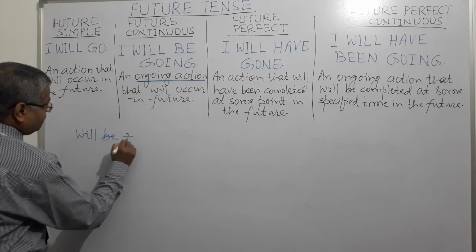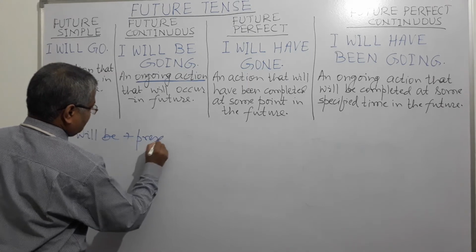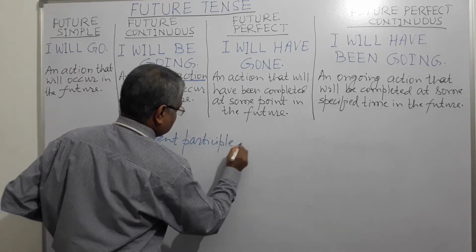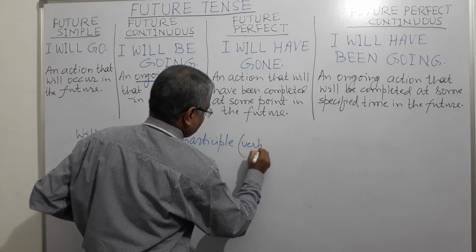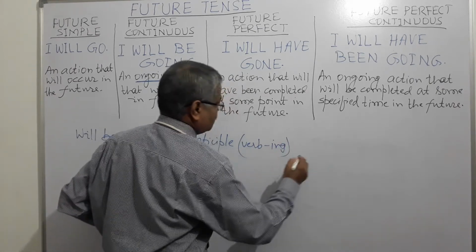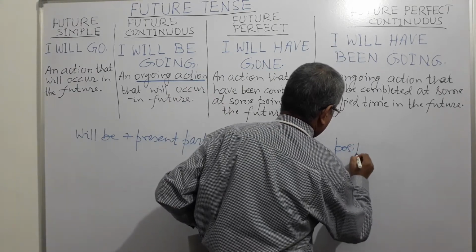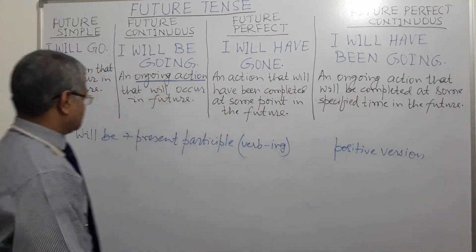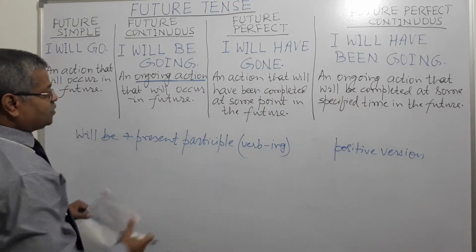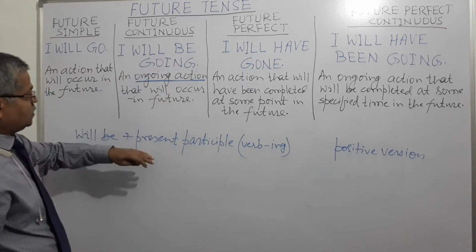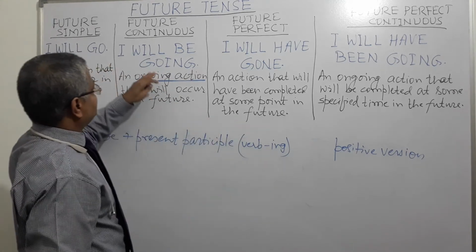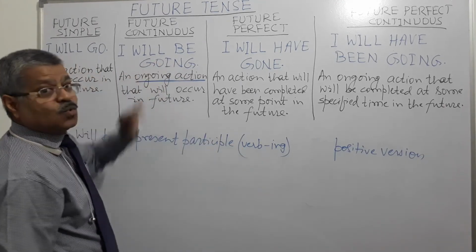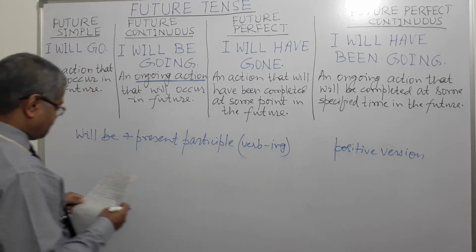Will be plus present participle, verb ing. This is for positive version, right? Will be plus present participle with verb ing. Going. I will be going. Right? This is for positive version.